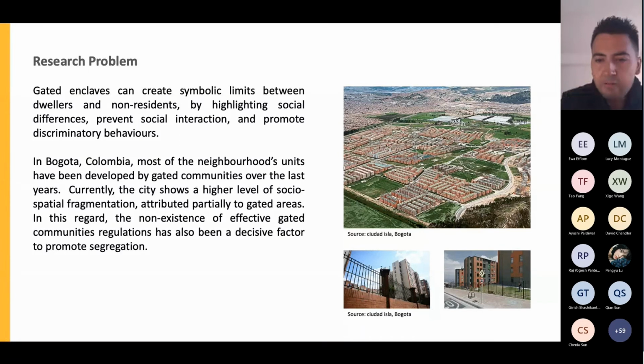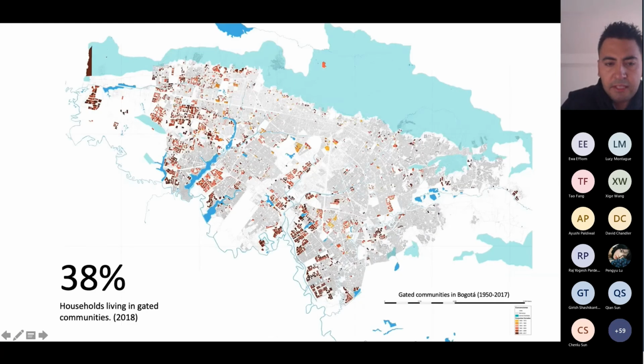I also made this map. It's a mapping that is a reference showing how the households living in gated communities have increased in recent years. The colored ones belong to the gated community locations, and as you can see they are higher in number compared with the traditional fabric that we have here. But this is something that is still going on, still growing.